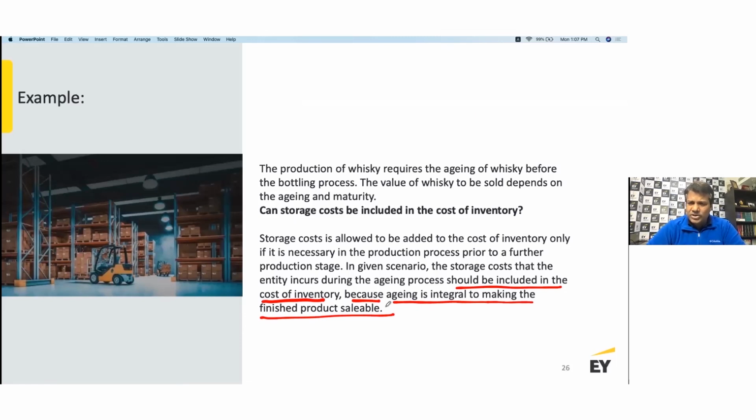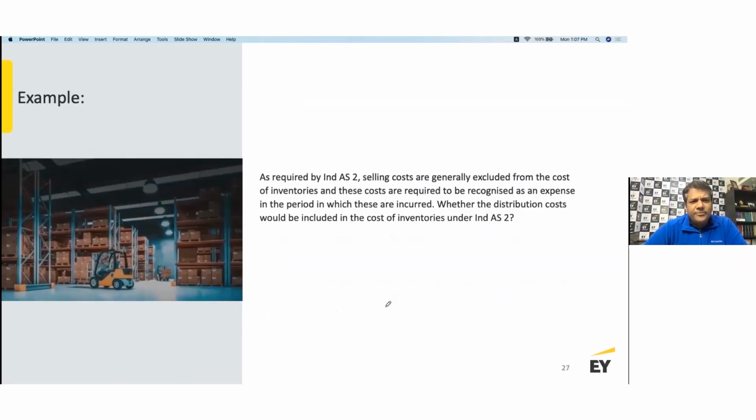Ordinarily, storage costs are expensed as incurred, but in this case, you are allowed to consider storage as part of the cost of inventory. Okay, let's move forward. If you have incurred selling costs, as required by Ind AS 2, selling costs are generally excluded from the cost of inventory, and these costs are required to be recognized as an expense in the period in which they are incurred.